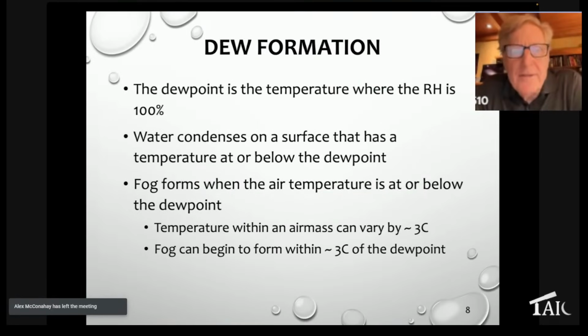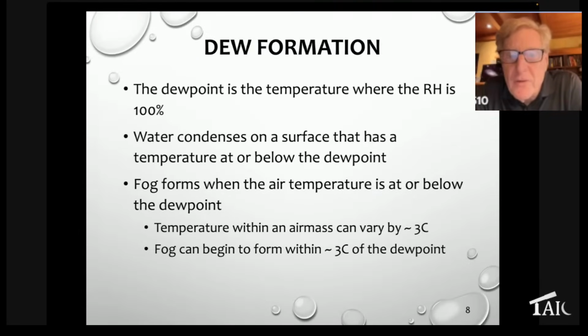The dew point is the temperature where the relative humidity is 100%. And water will condense on any surface that has a temperature at or below the dew point in any massive volume of air. If the temperature of the air goes down to at or below the dew point, that's when fog forms. And so temperature within an air mass can vary by about 3 degrees centigrade, and fog can form anywhere within about that 3-degree limit of the dew point.